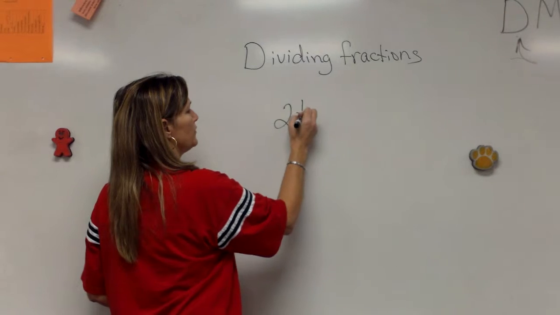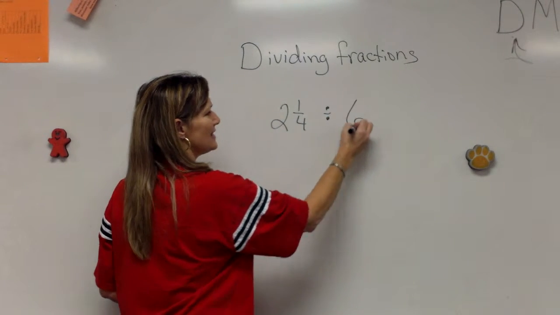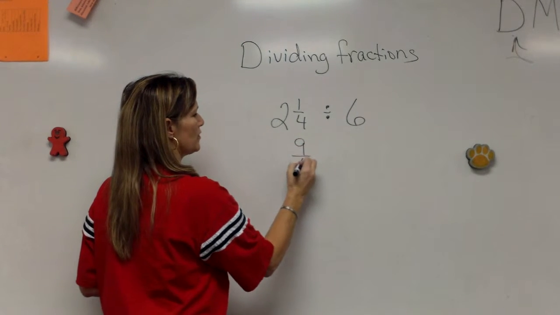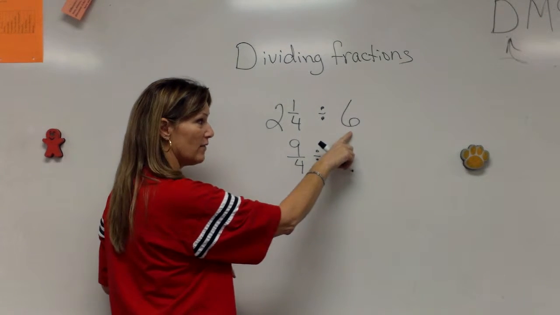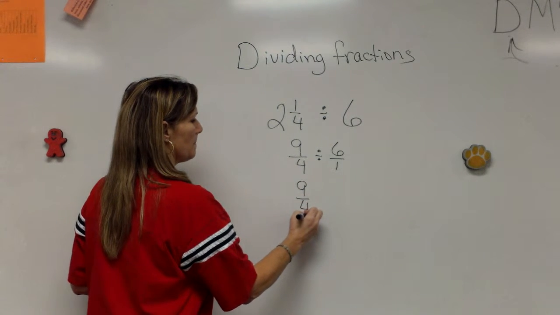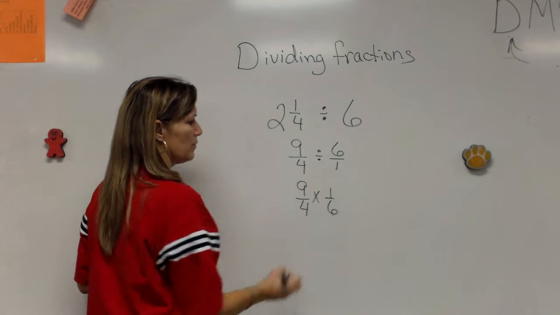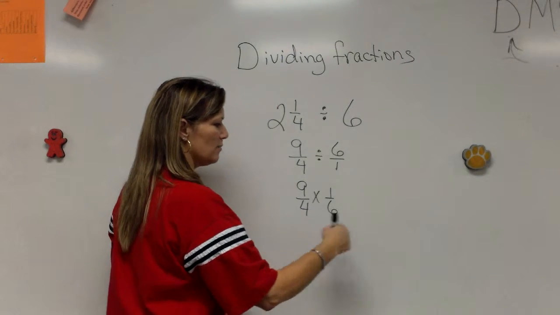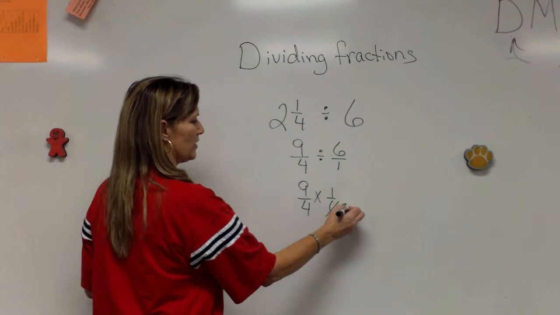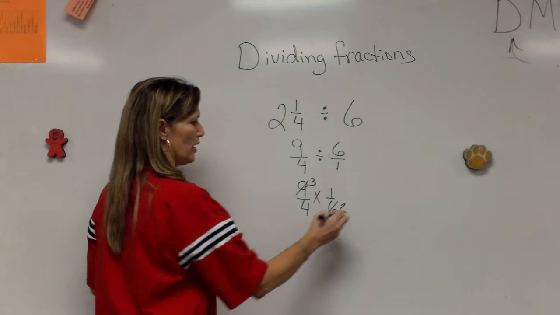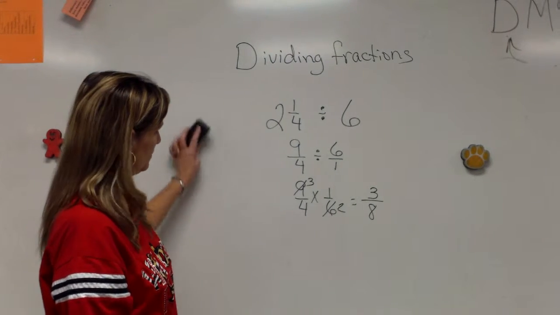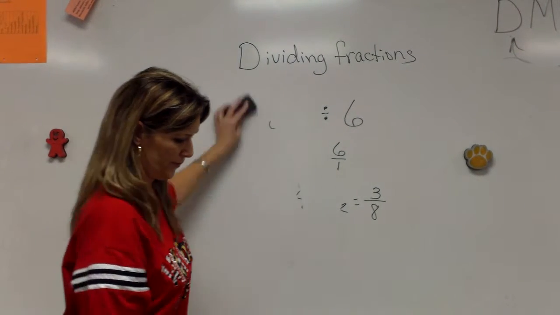If I have 2 1/4 divided by 6, okay, again, I have to make fractions. 2 times 4 is 8, plus 1 is 9 over 4, divided by, when I have a whole number, it always goes over 1. Now I'm going to keep it, I'm going to flip it, and I'm going to change it. I could multiply the top, multiply the bottom, then I could reduce, or you can do your cross reducing. 6 divided by 3 is 2, 9 divided by 3 is 3, multiply the top, multiply the bottom, and that will not reduce anymore. Let's do one more with a whole number.